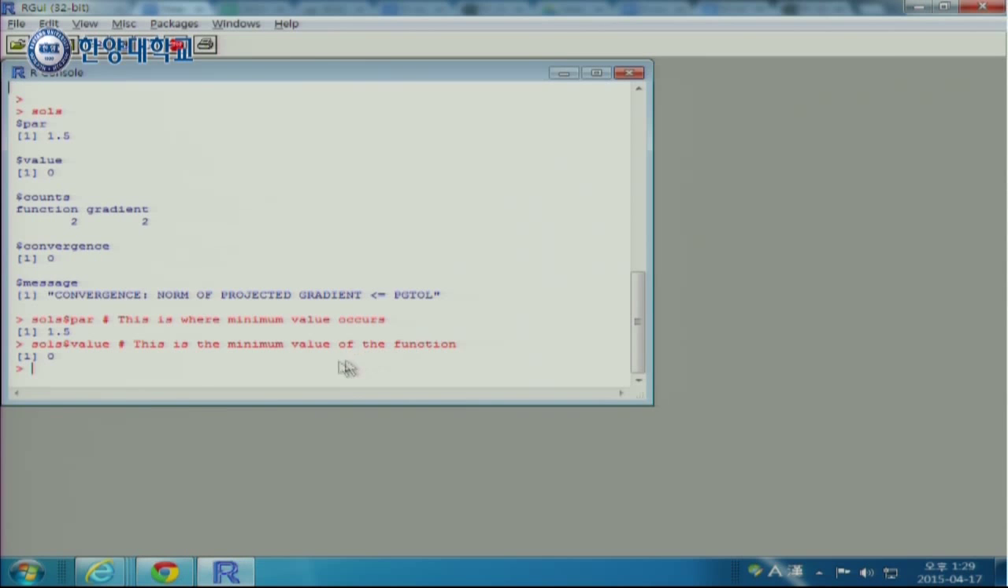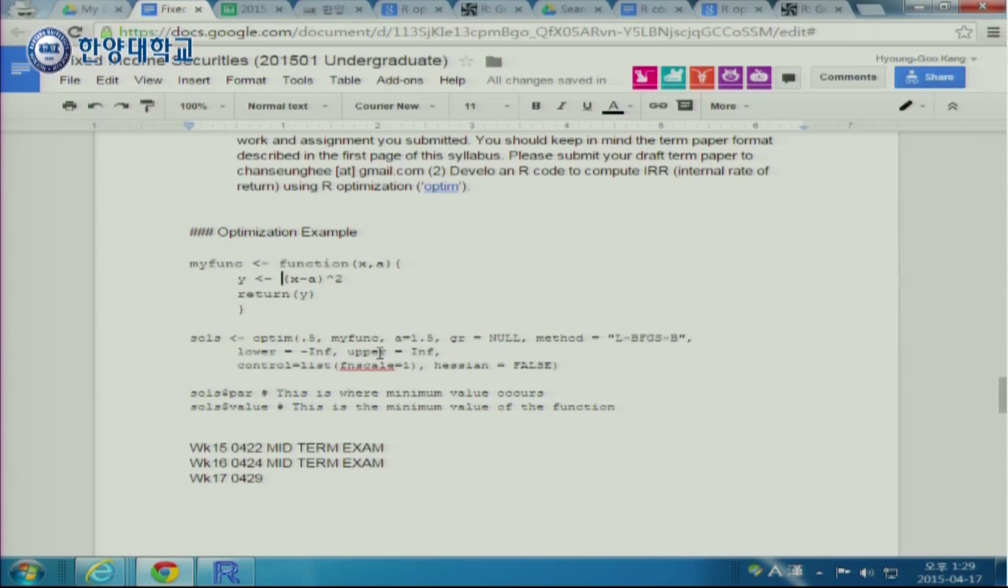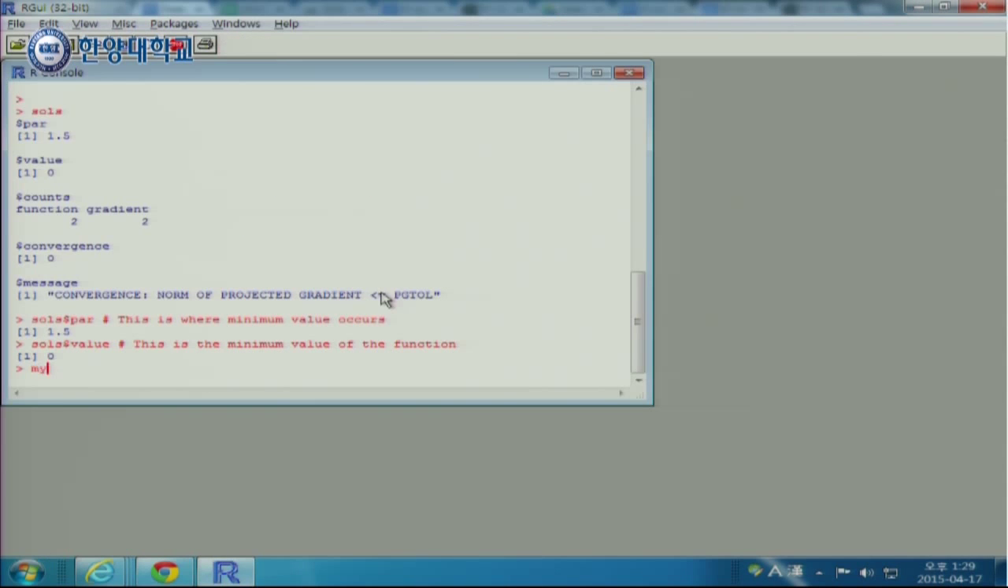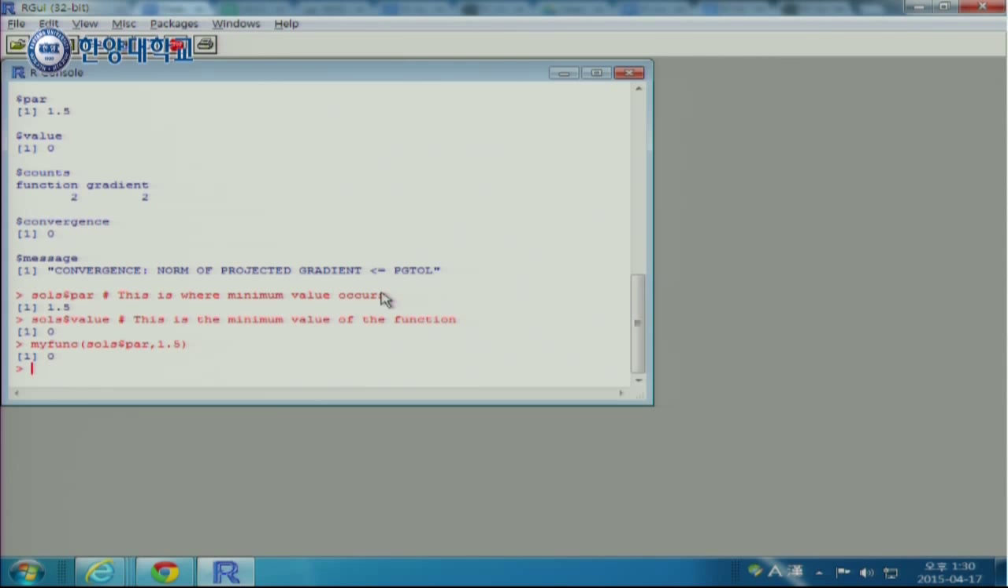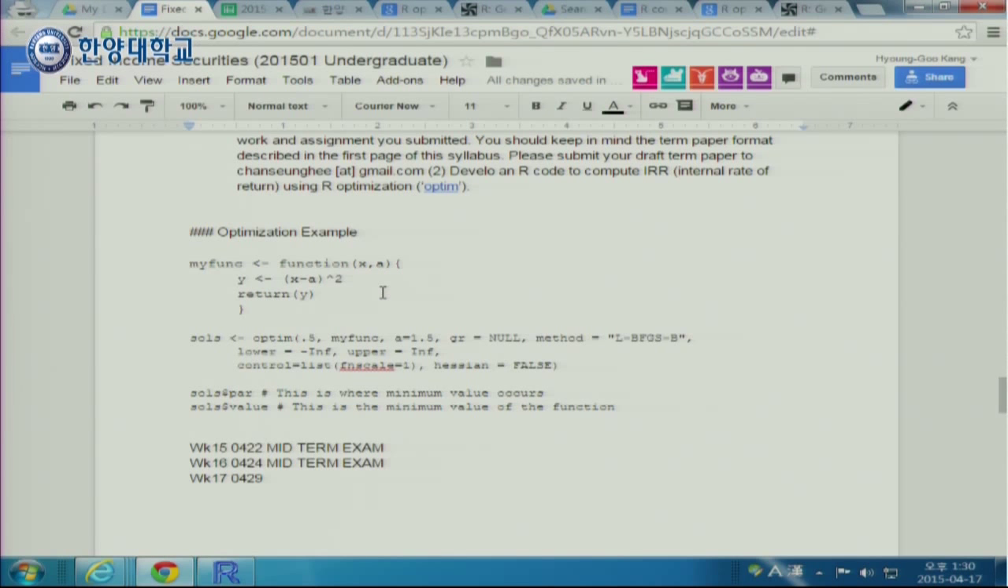And the minimum value is 0, right? Because if a is 1.5, and if I put the minimum value, well, then it becomes 0. So if you check my func and then the source parameter, which is our answer for the minimized value, and then if I put a as 1.5, then it's 0, right? Let me change the function slightly, and I put this one.